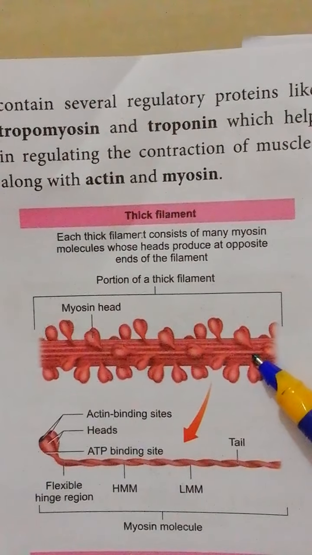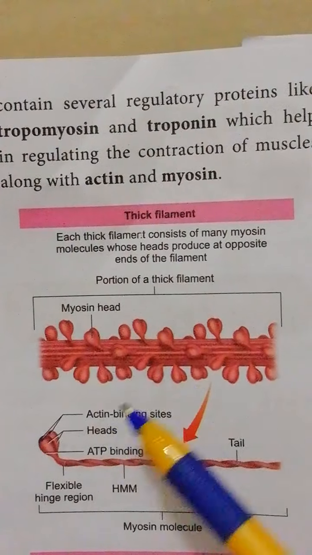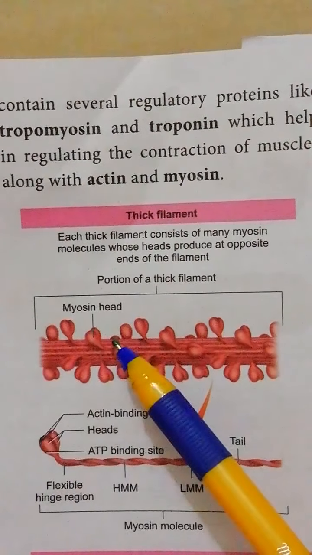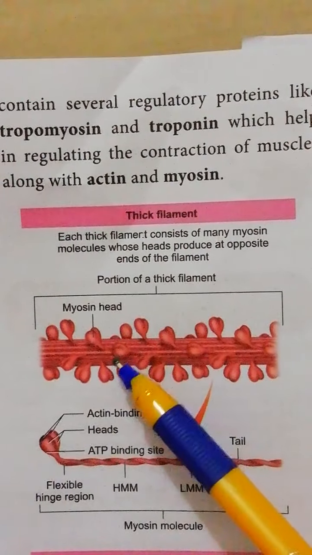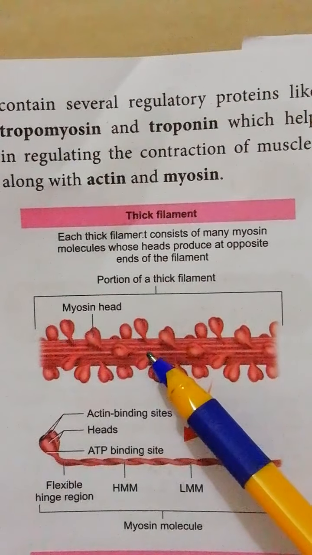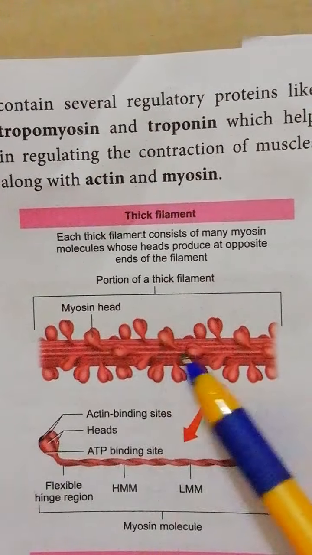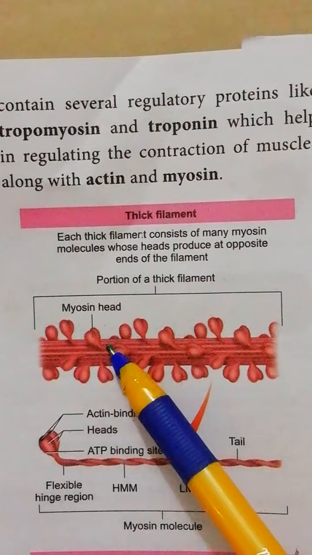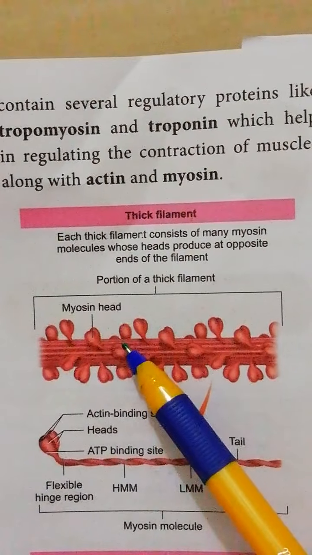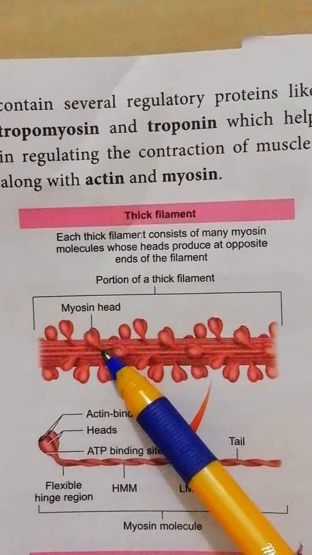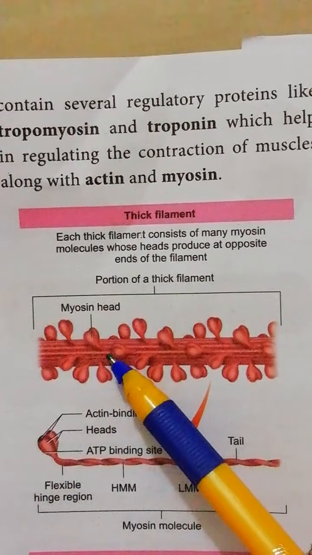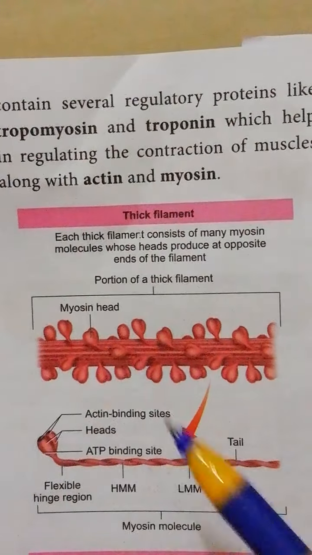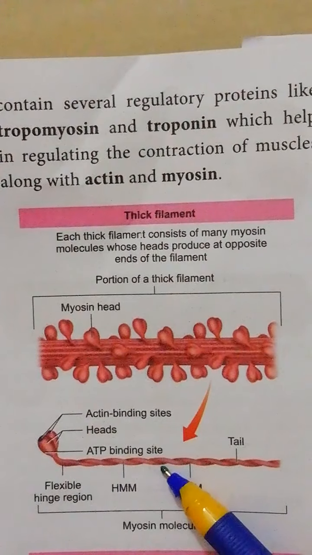So let us look at the figure. So this is the structure of this thick filament, right? So the portion of thick filament here. As we said, the thick filament consists of the protein known as myosin, and it consists of this monomeric unit. So this protein consists of the monomeric unit that is known as myosin, right? This is the myosin, and this expanded form only is given here, right?